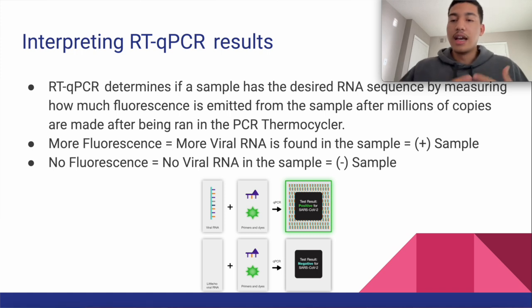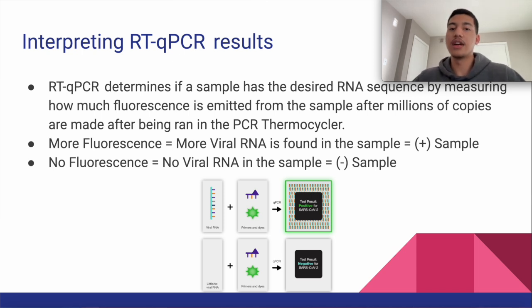So what does it interpret really? RT-qPCR determines if a sample has the desired RNA sequences by measuring the fluorescence emitted by the generated copies of viral DNA in the sample after being run through the thermocycler. Okay, so back to what I mentioned with the fluorescent dyes attaching to the end of the viral DNA that was found by the primers.